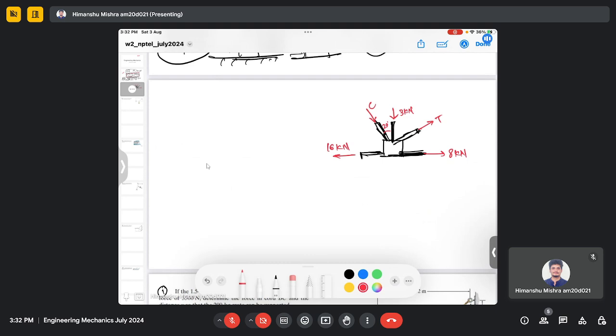We have angle 20 degree, and here we have angle of 40 degree. And this is my coordinate system, X and Y. Okay, and now here we need to find the unknown force C and T. And we will assume that the system is in equilibrium.